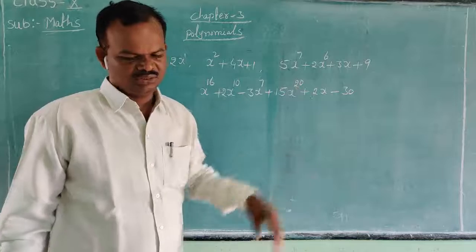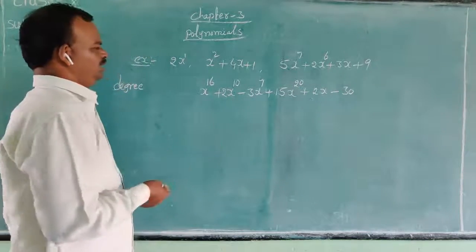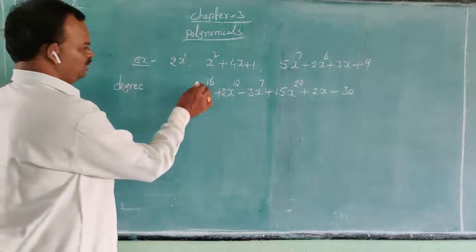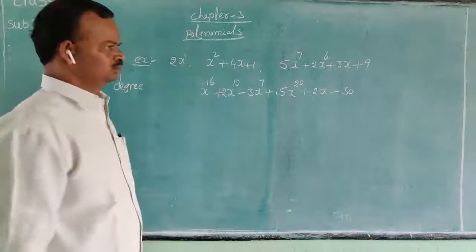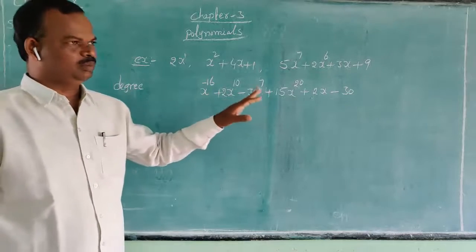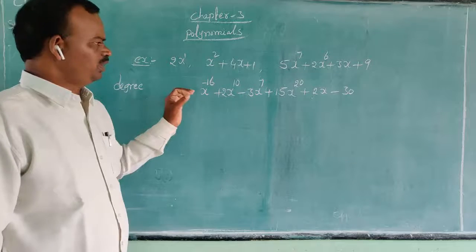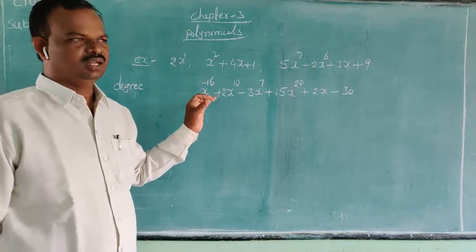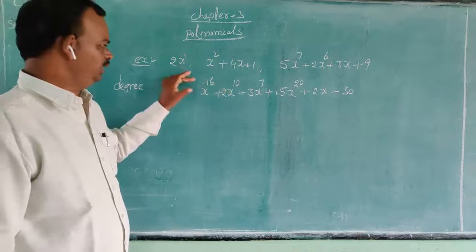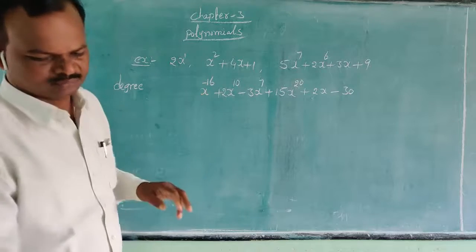Also, in any polynomial, if the exponent is negative, then it is not a polynomial. Only when the exponents are non-negative are they polynomials. If any expression has a negative power, it is not a polynomial.